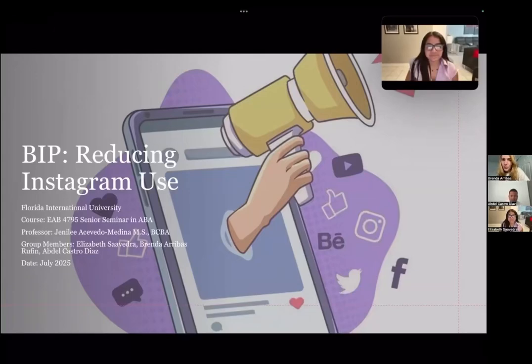Hi, we're group number 6. Today we will be presenting our behavioral intervention plan. The goal is to reduce Instagram use. We're from Florida International University, and the group members are Elizabeth Saavedra, Brenda Arribas Rufin, and Abdel Castro Diaz.